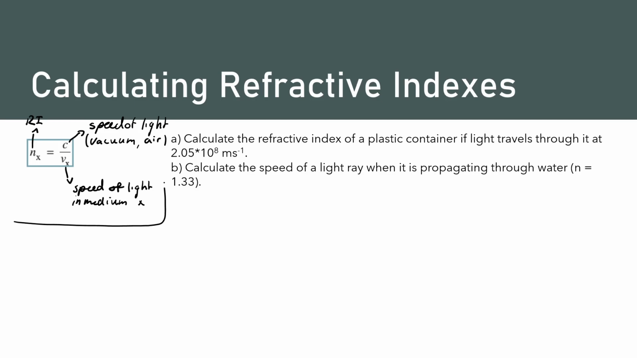Now for question A, we're being asked to calculate Nx, the refractive index of a plastic container, if light travels through it at 2.05 times 10 to the 8 meters per second. So to solve, what I'm going to do is write up a data column, identify and rearrange my equation if I need to, and then substitute to solve.